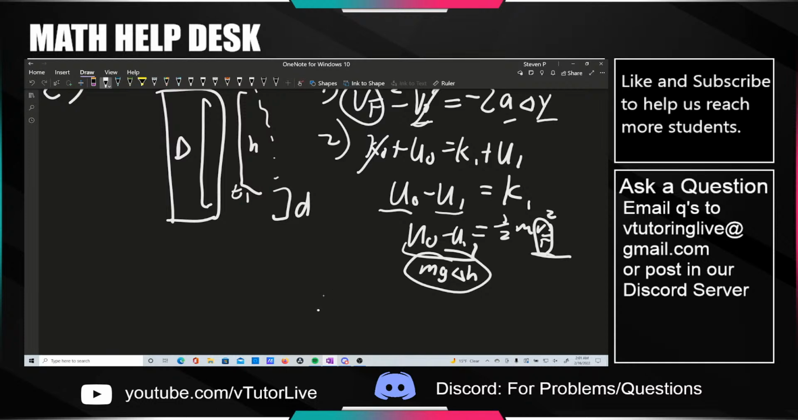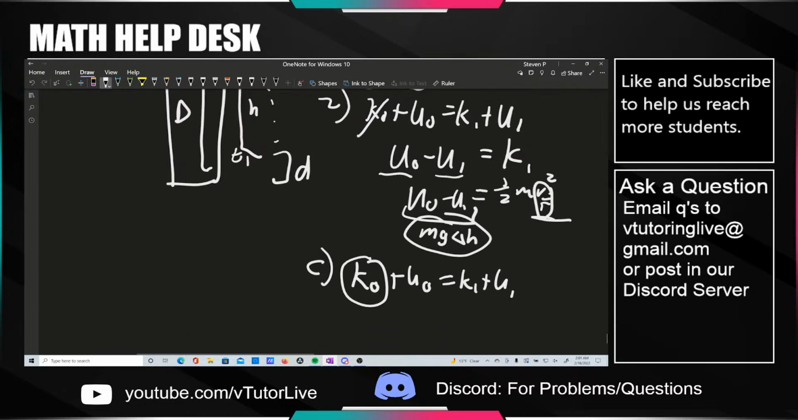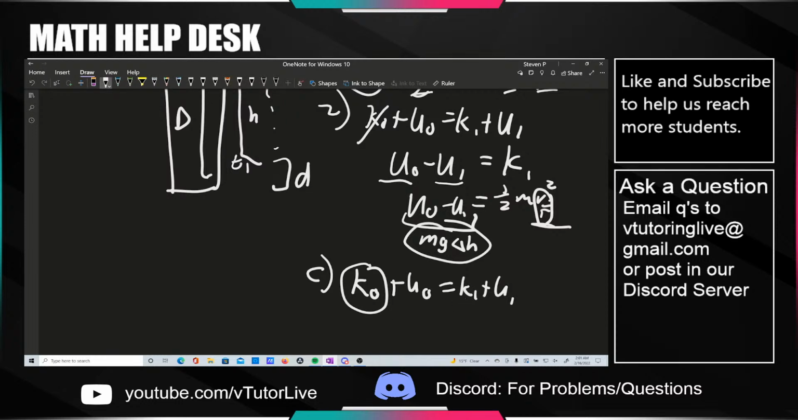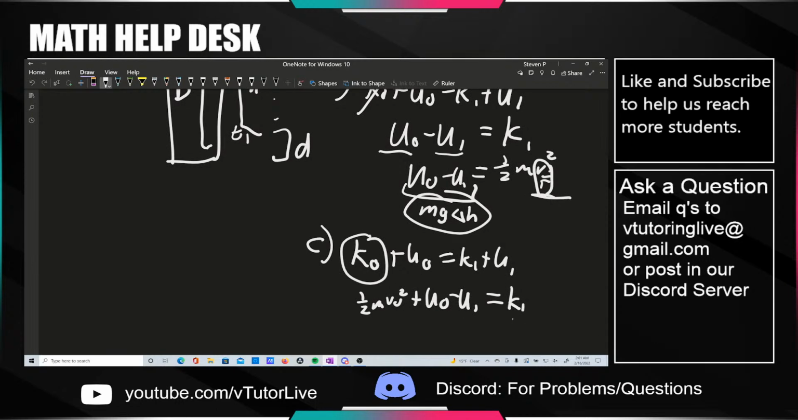Well, in that case, for the last part, part C, K0 plus U0 equals K1 plus U1. The only difference is that K0 is non-zero. But other than that, the problem gets solved the exact same way. So K0 is equal to 1/2 m v0 squared, plus U0 minus U1, is equal to K1, and that's just equal to 1/2 m vf squared, to solve for vf. This should all be pretty straightforward, I hope. All right, so let's keep going.